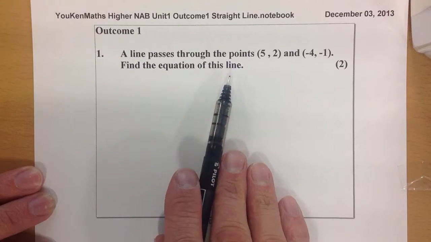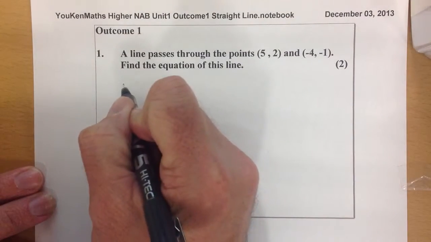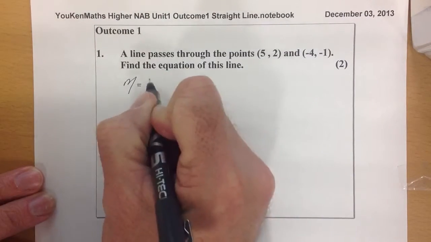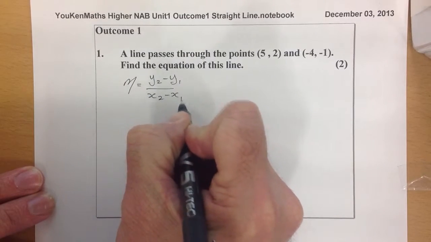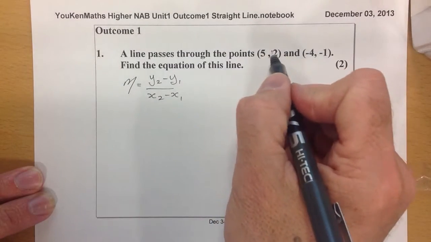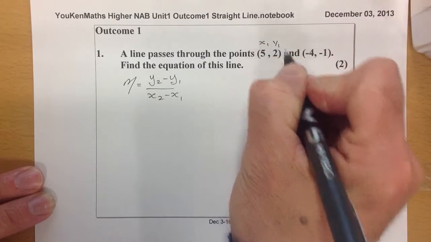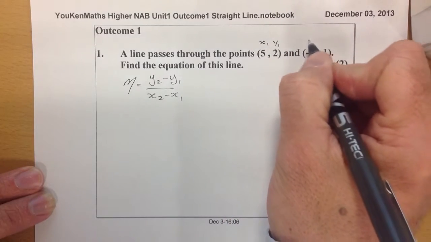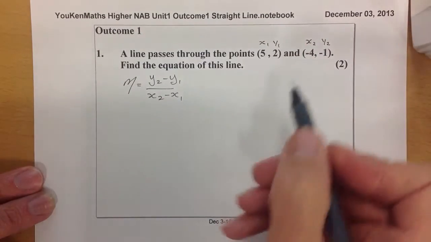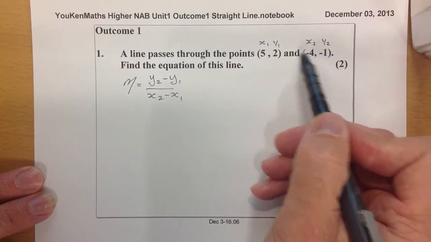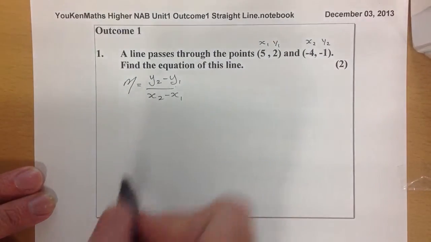So I know that to find the equation of the line I must find the gradient between the two points first of all. So let's look at the gradient first of all. And what I'll do there is I'll use y2 minus y1 all over x2 minus x1. And I'll call this my point number 1, so I'll call that coordinate x1 and that one y1. This will be my point 2, so I'll call that x2 and that will be y2. All I'm going to do is substitute the values that match up with the letters into the equation for the gradient.